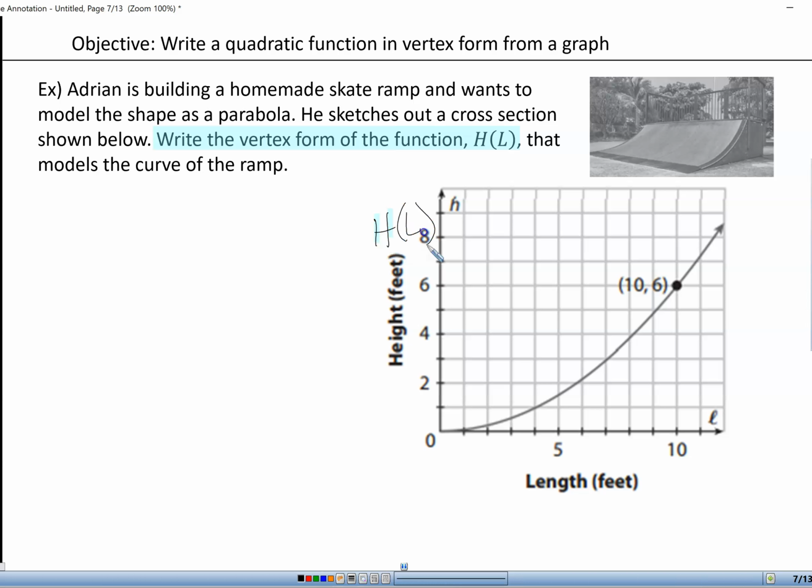So this part would be h of capital L. One of the things about math, and this is true in science also, is that the case, uppercase, lowercase of your letters, your variables, cannot be changed.